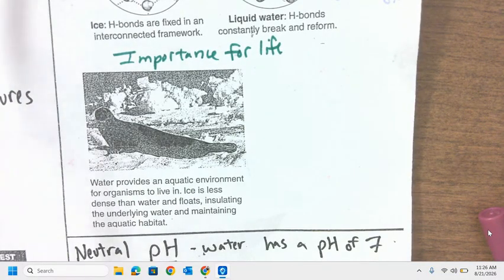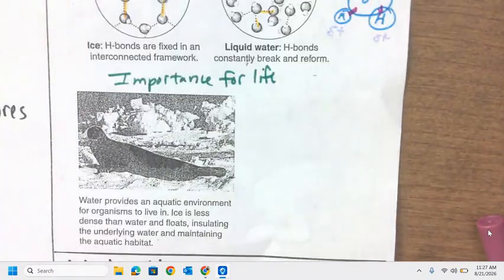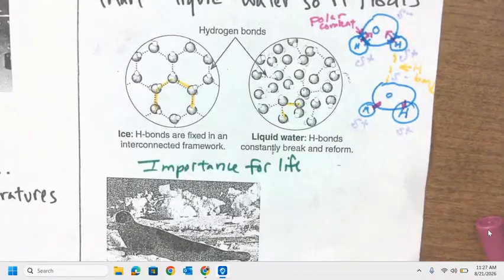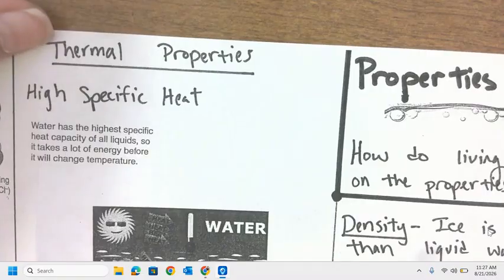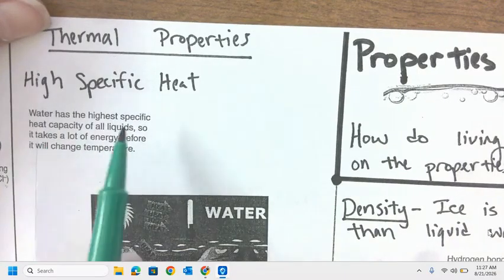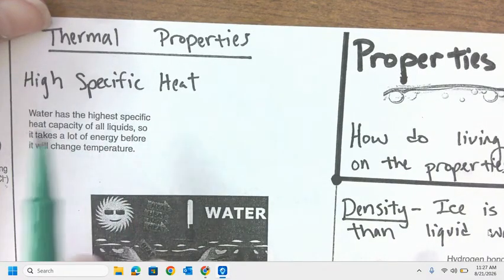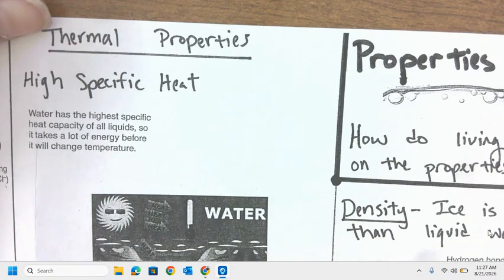Love liquid water. Okay. The next properties we'll look at, we'll kind of go from right to left here, is we'll look at these thermal properties. Thermal properties, high specific heat, high heat of vaporization. Basically, these are also due to polarity and hydrogen bonding. So first, what is it? High specific heat, water has the highest specific heat capacity of all liquids, so it takes a lot of energy before it will change temperature.